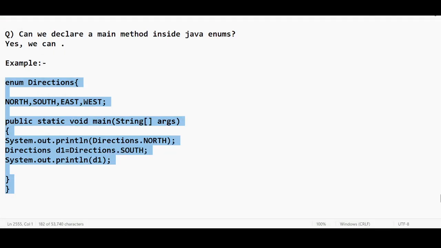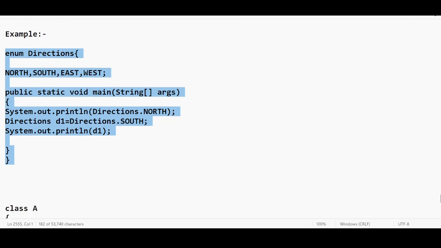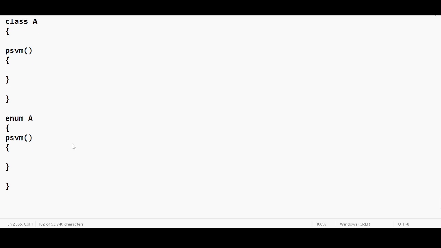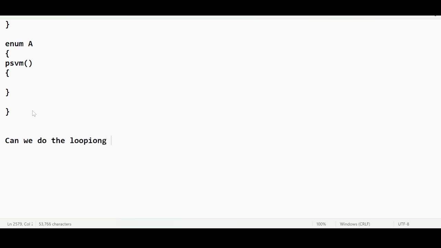Right. Next point. I'm covering all the look and feel of Java enums. We are not going to miss anything. Second one: can we do the looping to enum constants? Yes, we can. What does it really mean? Let us take a small example.